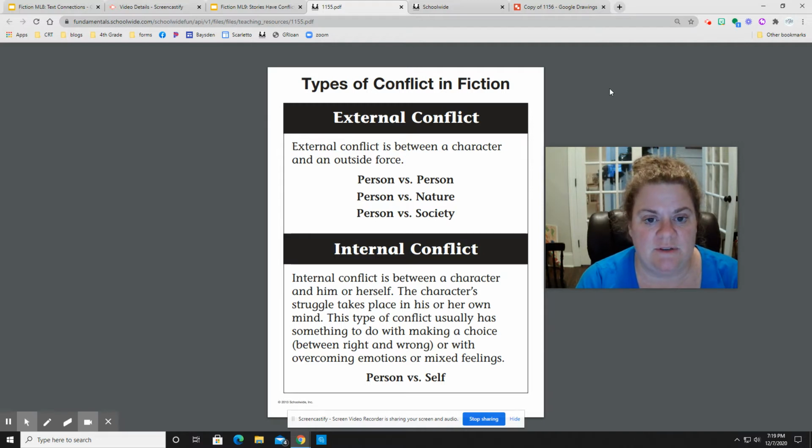So these are the types of external conflicts you could have between your characters. You could have person versus person. This is where two types of characters are going to be against each other. You can have a person versus nature.